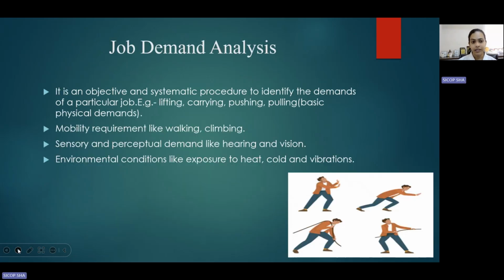Job demand analysis is an objective and systematic procedure to identify the demands of a particular job. For example, lifting, carrying, pushing, pulling, basic physical demands; mobility requirements like walking, climbing; sensory and perceptual demands like hearing and vision; and environmental conditions like exposure to heat, cold, and vibrations.